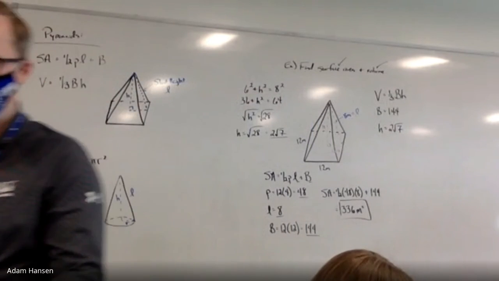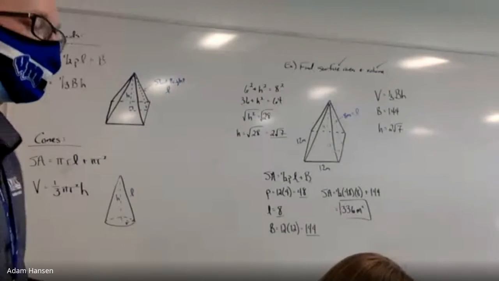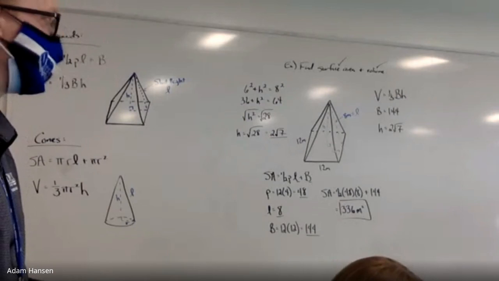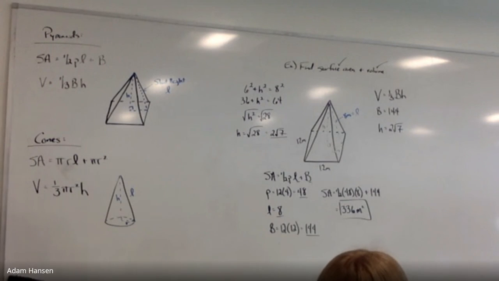Once again, I prefer the exact answer. I do not want the decimal version. Whether it's in terms of pi or in terms of a radical, leave your answer in exact form. Do not give a decimal. Found the missing height using Pythagoreans. Questions so far?